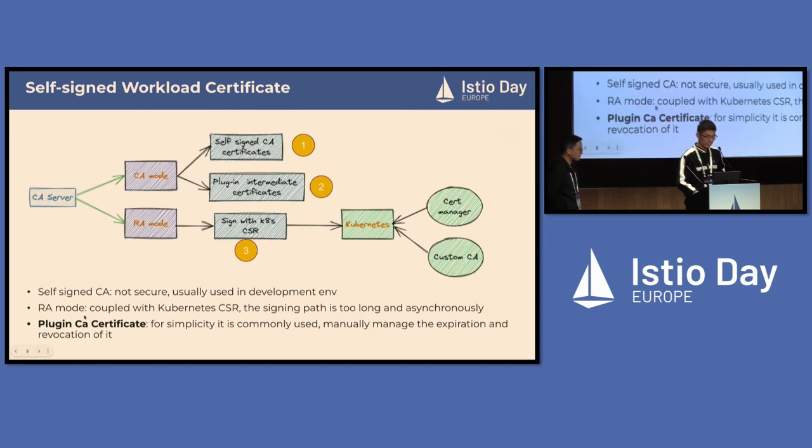And then the second part is the RA mode. It will use Kubernetes to issue certificates. You can see that it integrates with Kubernetes and uses cert-manager, a custom CA, or whatever you can use to sign the workload certificate. And here, we focus on the second mode. It is also CA mode, but we plug a CA signing certificate into istiod. This is the simple way commonly used, but you have to manually manage the expiration and revocation of it.